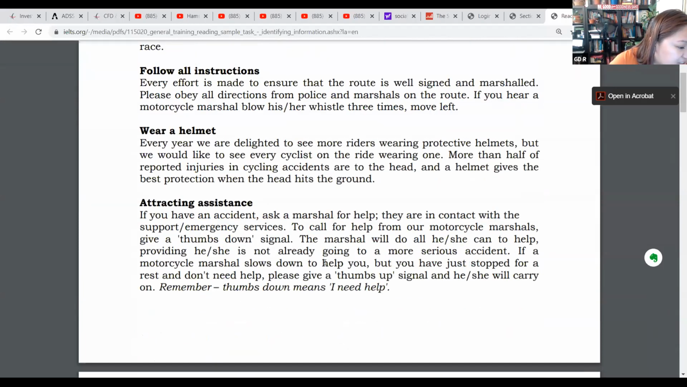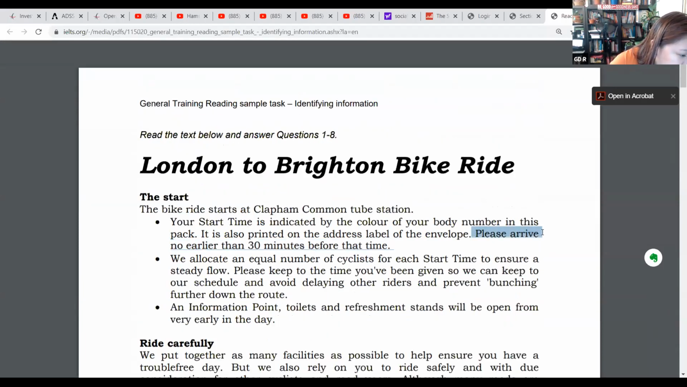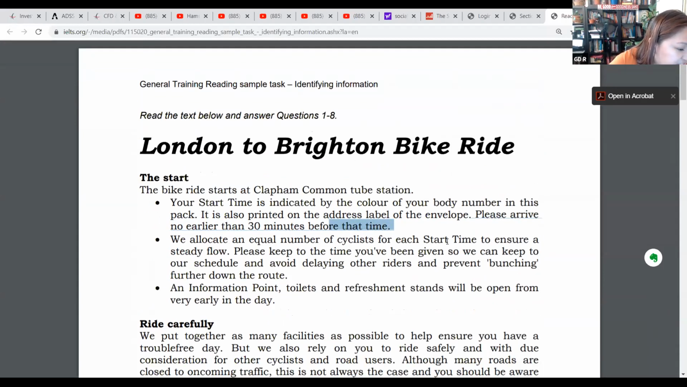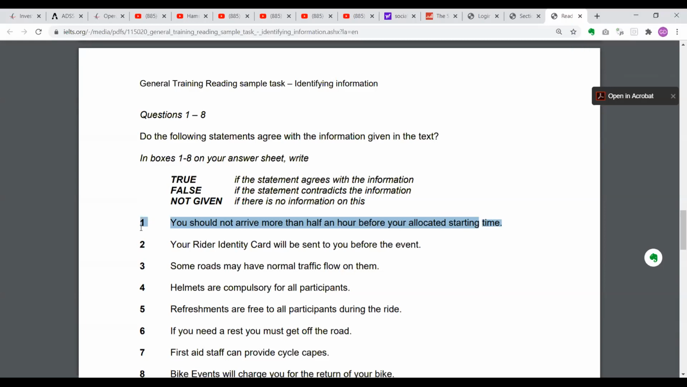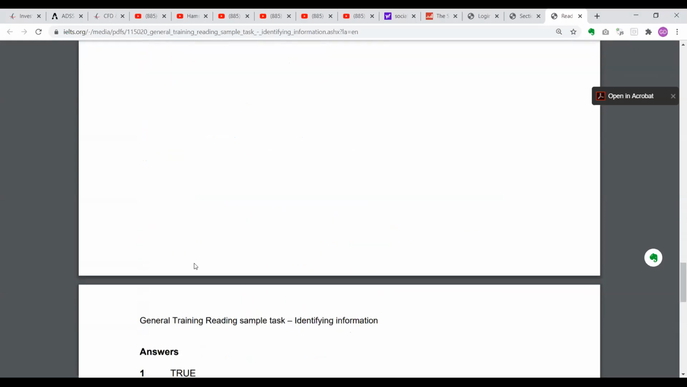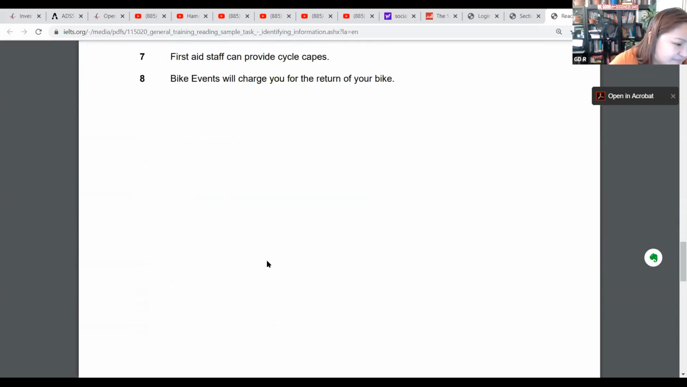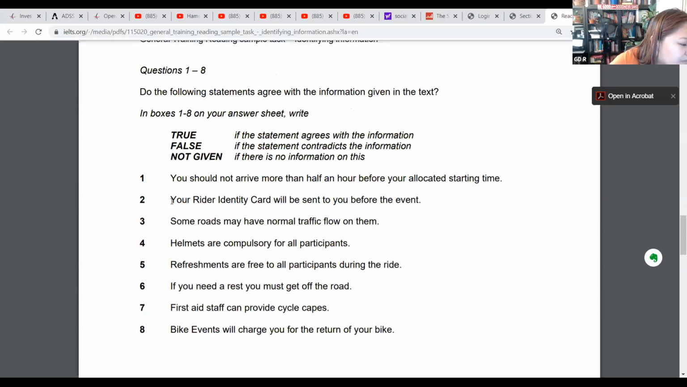So based on this sentence, please arrive no earlier than 30 minutes before that time. Does it contradict? Does it agree with the information, this one? Or does it not agree? So is it true or false, class? True. It's true. Correct. Okay. Number 2, your rider identity card will be sent to you before the event.